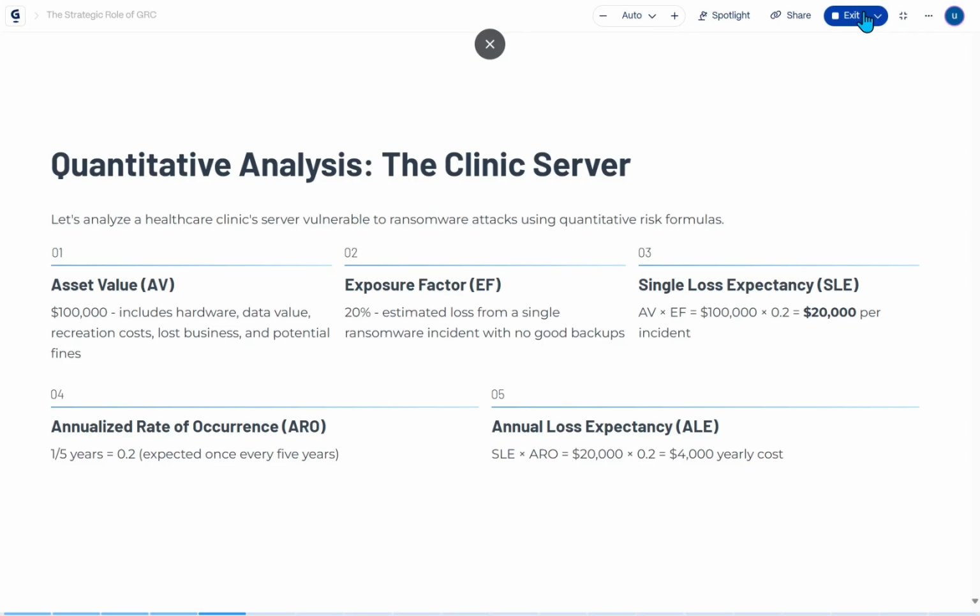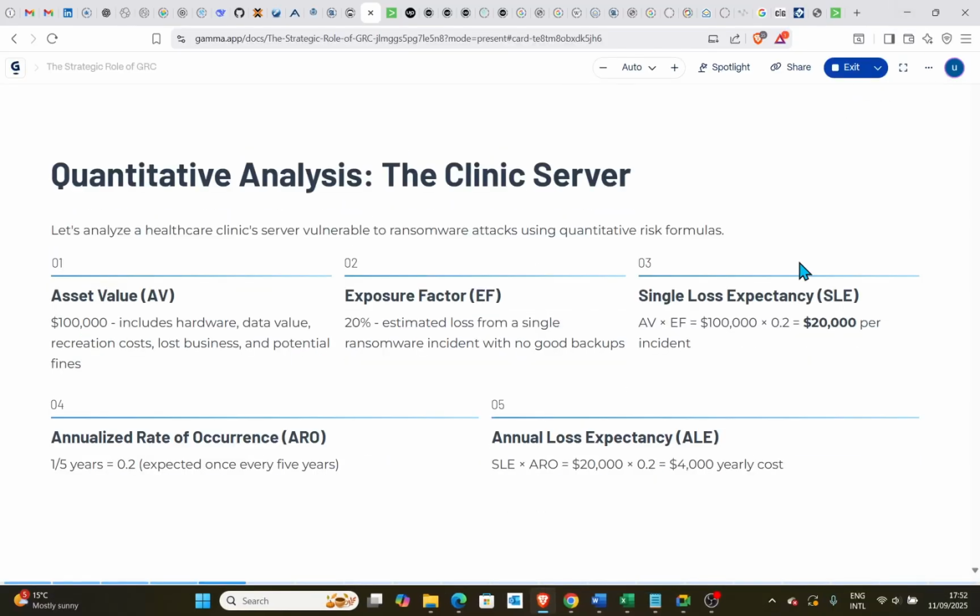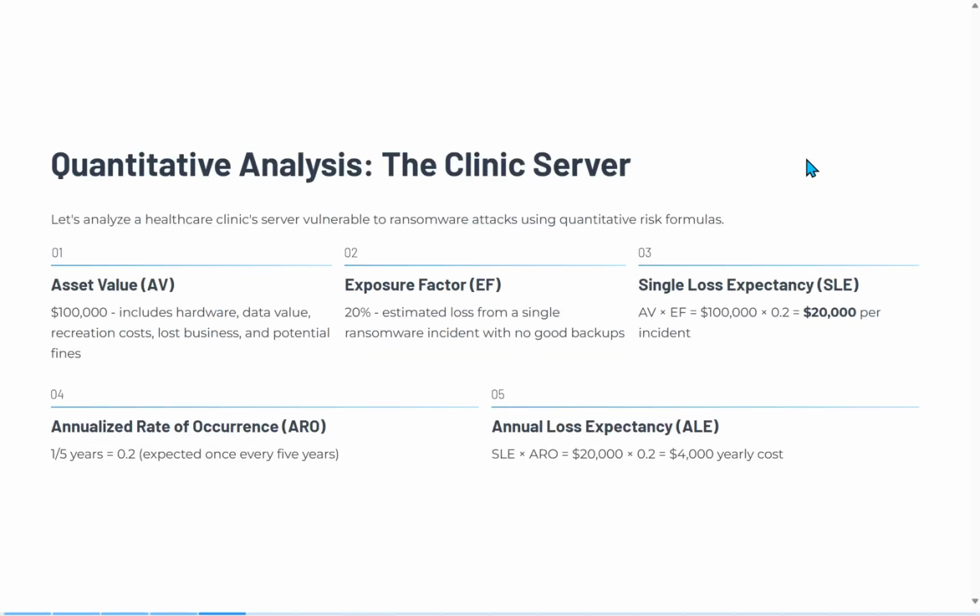Okay, someone has joined back to my explanation. So let me start all over again with this so that everyone will follow along. Quantitative analysis, we are going to be using this hospital server that is vulnerable to ransomware attack as an example.